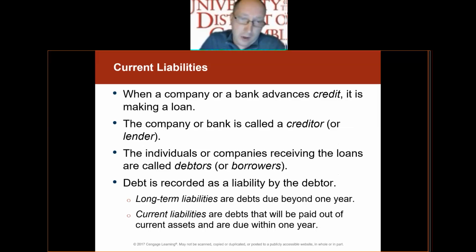The debt is recorded as a liability by the debtor. So if I am receiving a loan, I record that loan as a liability. Now remember, a liability means we owe the money to someone else, right? That's what makes it a liability. There are two types of liabilities. One is long-term, the other one is current. Long-term liabilities are debts that go beyond 1 year, and current liabilities must be paid back in less than 1 year.